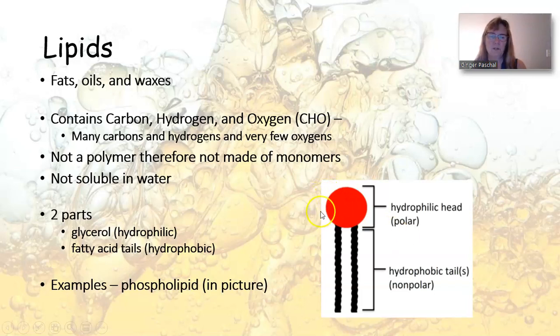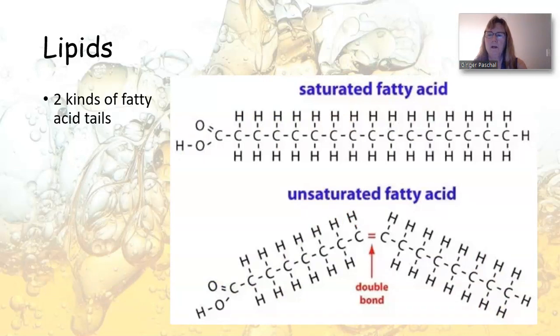Examples of lipids, or the most famous example in biology, are phospholipids, and that's exactly what this picture is over here. This is a phospholipid. It's got a glycerol head and two fatty acid tails, and hundreds and thousands of these side by side make up a cell membrane. There's also triglycerides. They're called tri because they have three of those tails instead of two, like phospholipids.